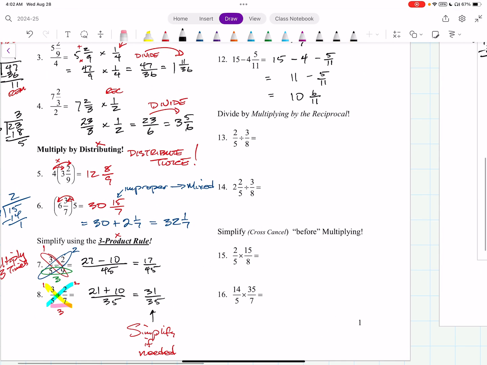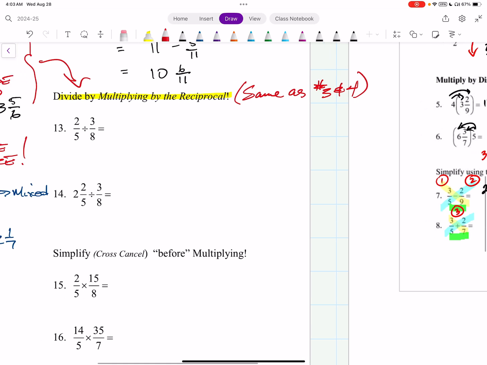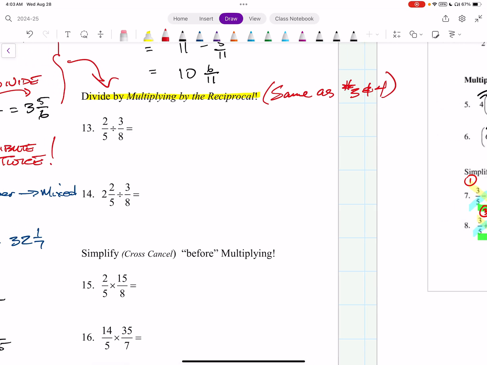Now numbers 13 and 14 are just like numbers 3 and 4. Okay, so keep that in mind, dividing by multiplying by the reciprocal. So these questions here, it's basically 13 and 14 are the same as 3 and 4. Why? Because it's division, right? So whether you write it like a fraction or using the old division symbol, okay, it's the same idea. All right, so multiply by the reciprocal.